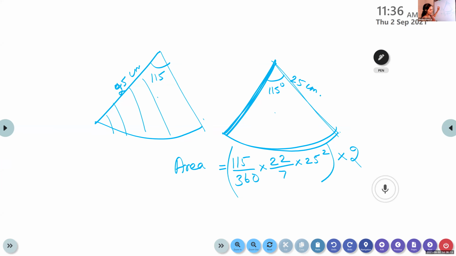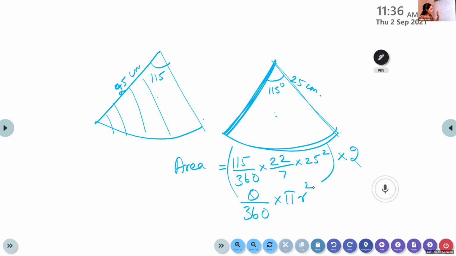Two blades are there, two wipers are there. As we are having two wipers, we should find out the area of one sector into 2. The area of the sector, the formula is theta by 360 into pi r square. So apply that sector formula and find out.